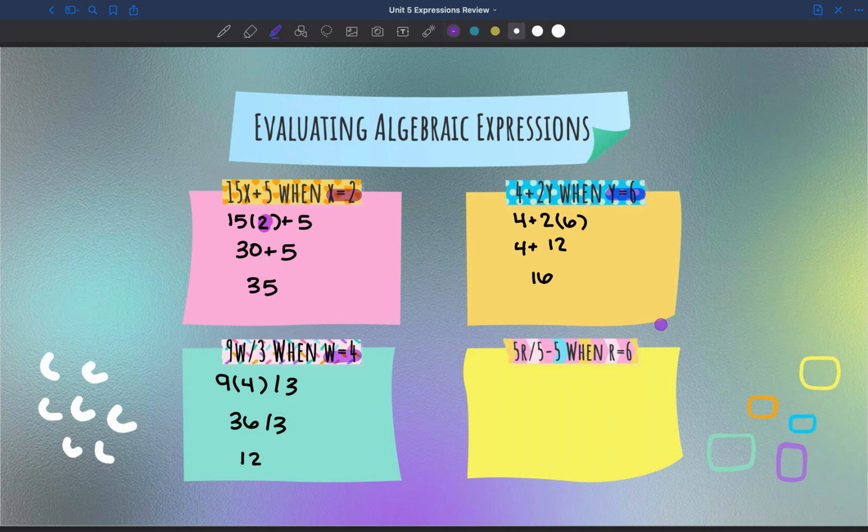Lastly, looking over here on the right-hand side, it says 5 times r divided by 5 minus 5 when r equals 6. If you want to go ahead and try this on your own and come back, we'll see if you have the same exact answer.